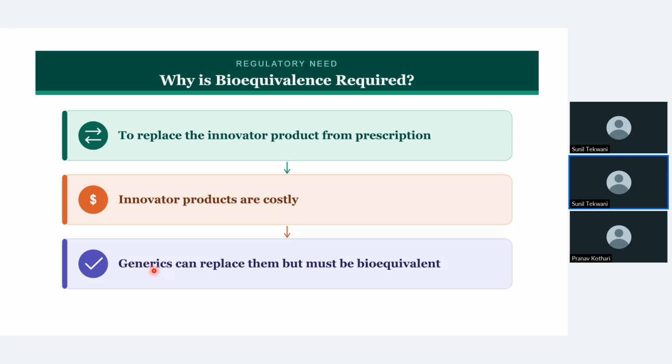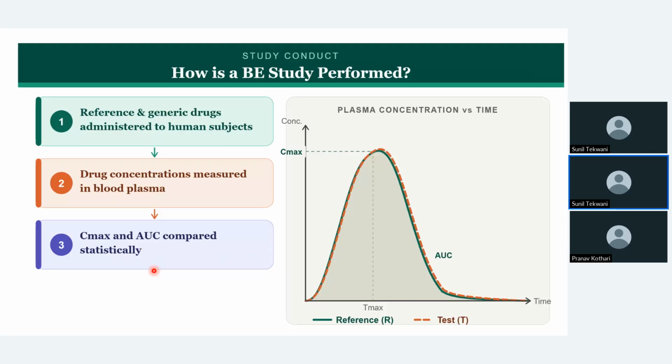Now comes how is a BE study performed. So as I told you, these terms, Cmax and AUC. So how is it performed? Human subjects. A bioequivalence study is kind of a clinical trial where human subjects are taken, and in most cases, healthy human subjects, because we are not evaluating efficacy or safety. We don't want patients. We just want blood concentrations. So healthy human volunteers or healthy subjects are taken.